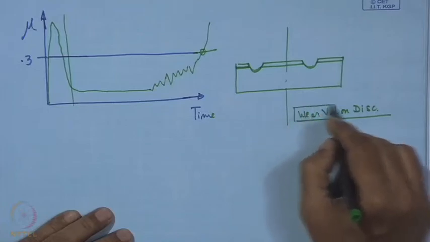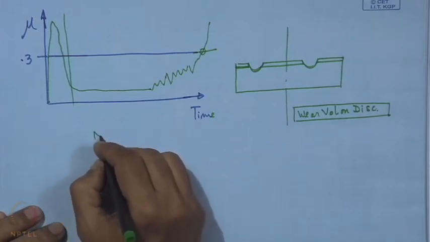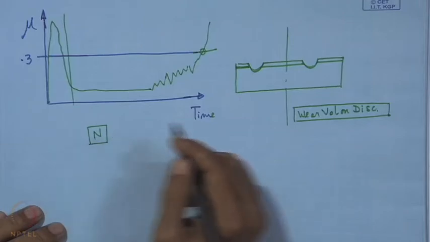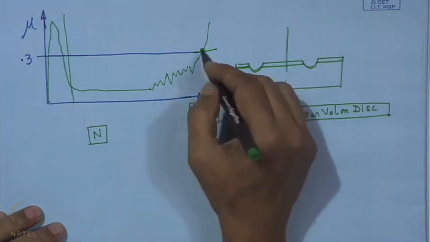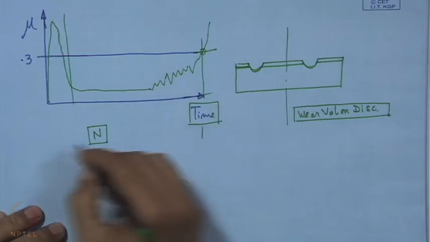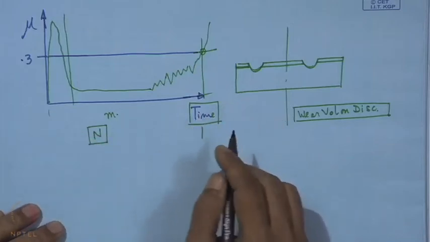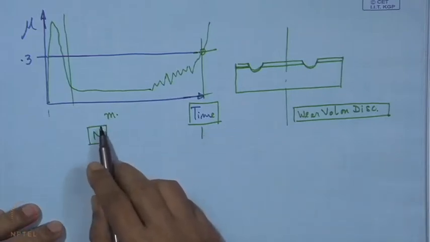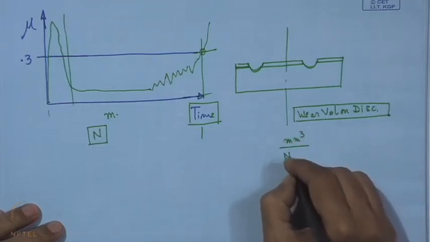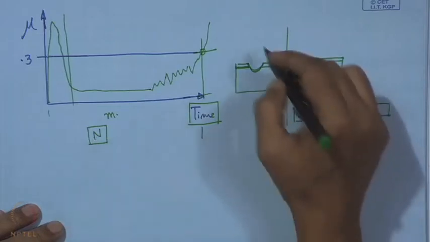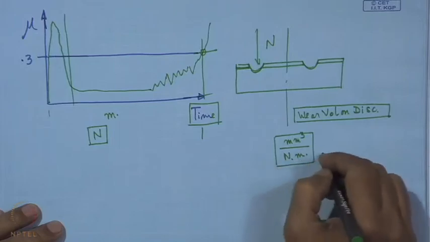This is one of the things one can measure, and then we also have to look at the normal load, which we express as N, and also the distance traveled. This we can express as time, but it can also be expressed as, for example, so many meters. So, this is the distance traveled by this pin. So, now it is Newton meter, where volume, that is in millimeter cube, is divided by Newton meter, and this Newton means the normal load here and how much distance it has traveled. So, that we know as the wear coefficient for the disc.